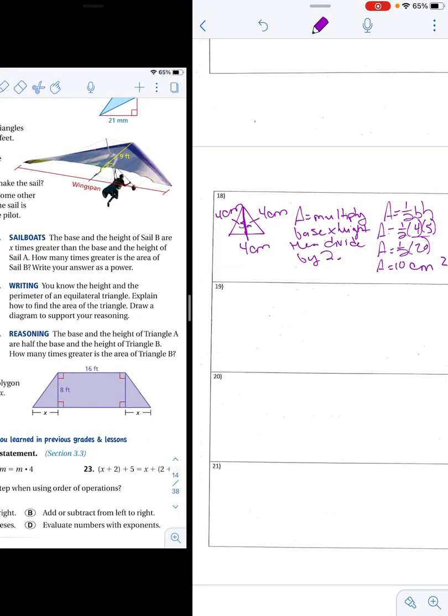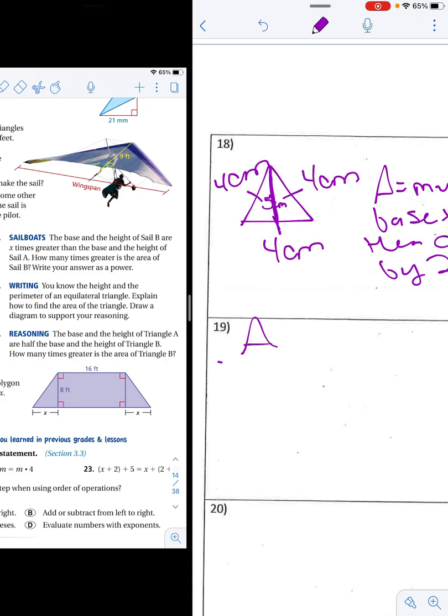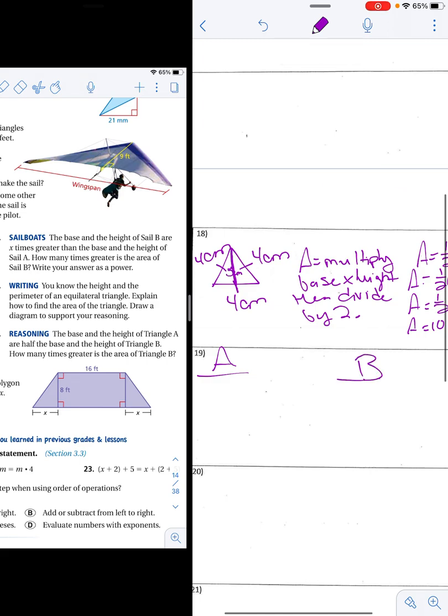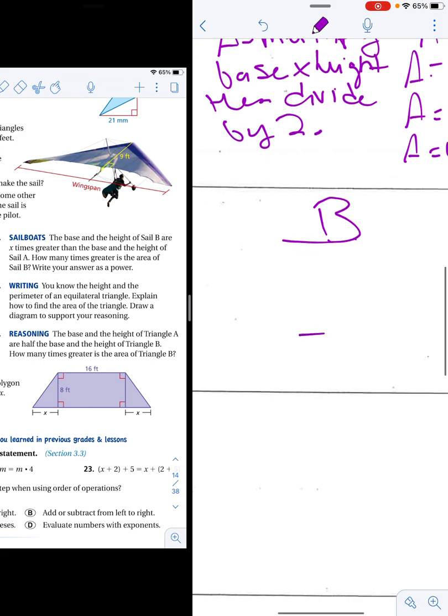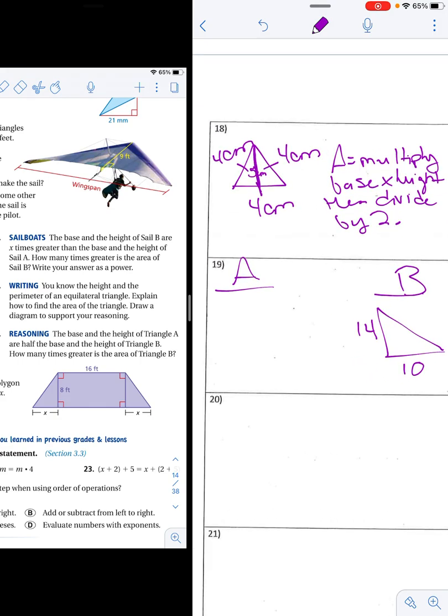The base and the height of triangle A are half the base and the height of triangle B. Okay, so half. Triangle A, we're going to label A's over here. Triangle B's over here. Triangle A is half as much as triangle B, so let's do B's first. And again, you can choose these dimensions. So let's use easy numbers that we know how to do. 10 is the base, 14 is the height. There's triangle B. Triangle A is half as much. So if it was 10 over here, it would be 5. Half of 14 is 7.